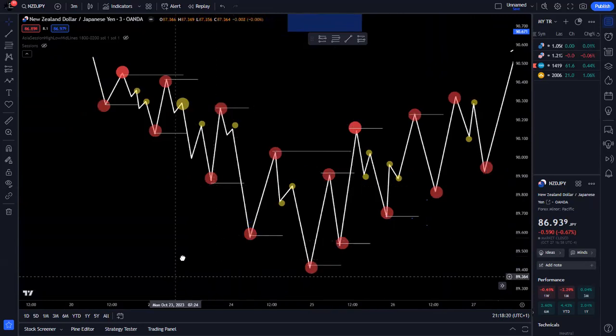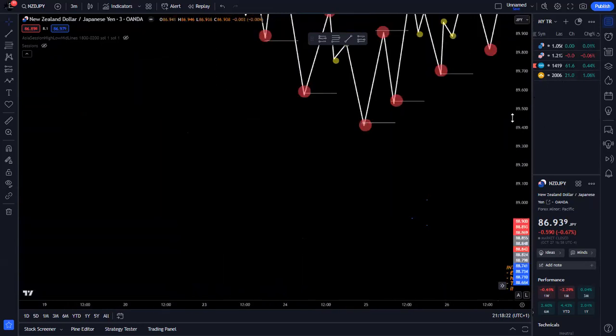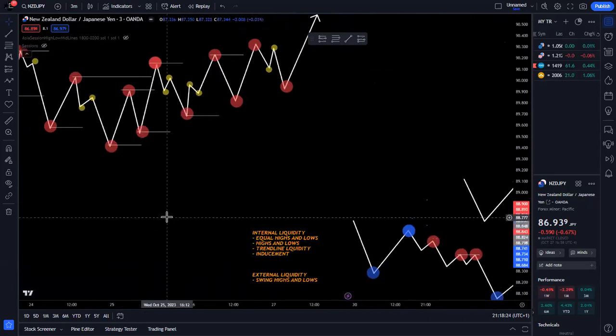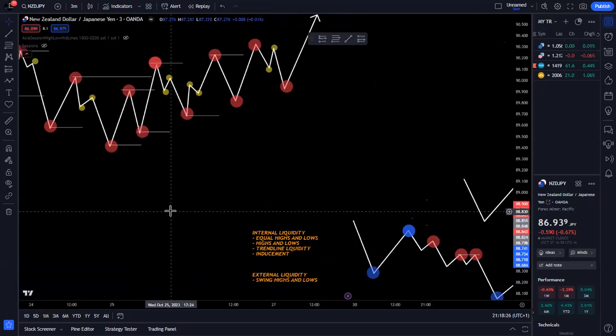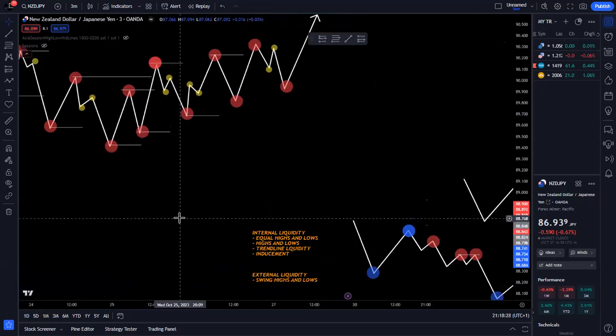So I'm going to explain the external range liquidity right now. We are going to postpone inducement because inducement is a whole different topic on its own, so I want us to talk about it separately. So we're going to be done with liquidity, then the next class we're going to be on inducement.